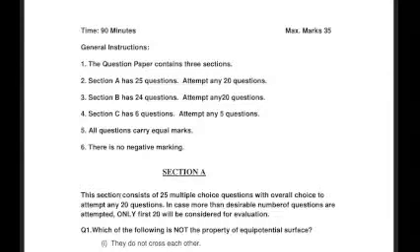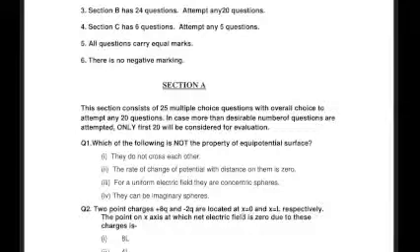Section A. This section consists of 25 multiple choice questions with overall choices to attempt any 20 questions. In case more than the desirable number of questions are attempted, only the first 20 will be considered for evaluation. Please note, only the first 20 will be considered for evaluation.